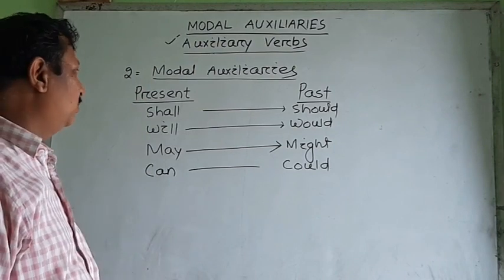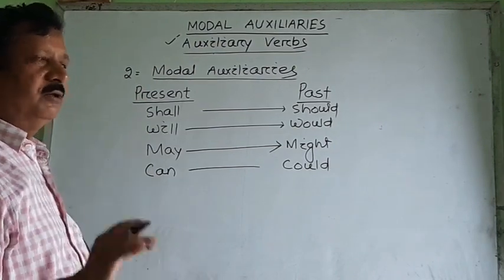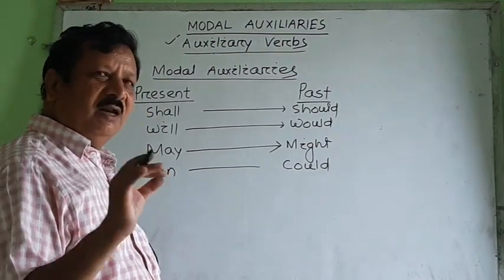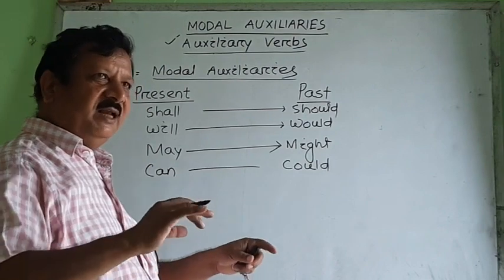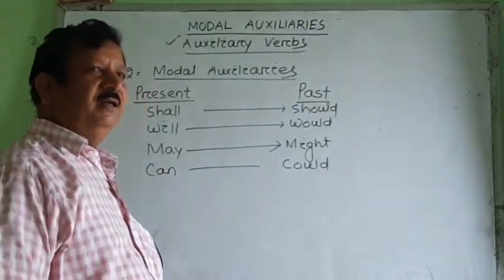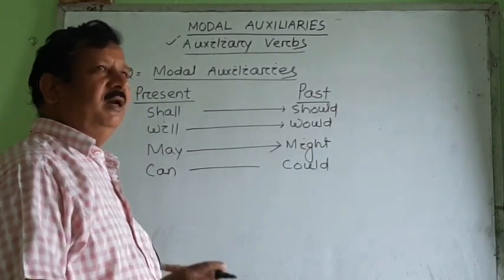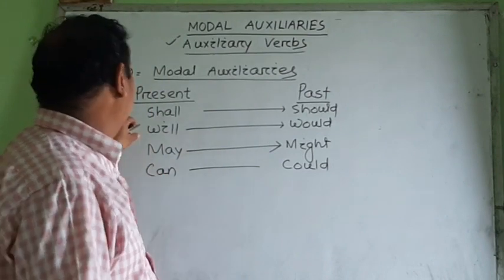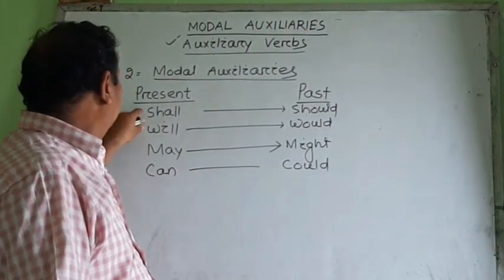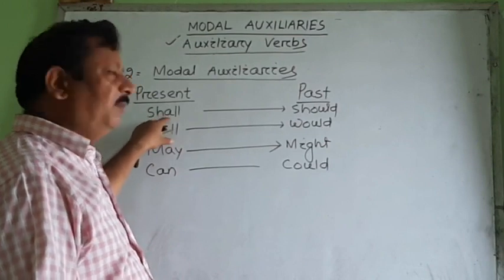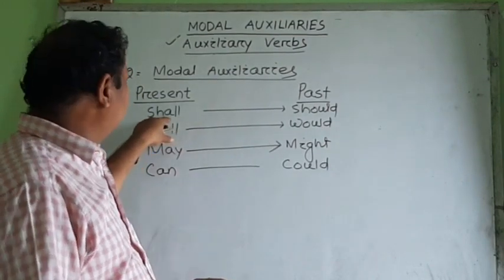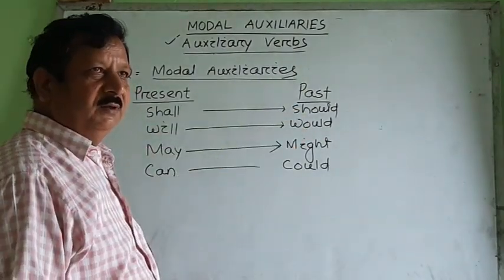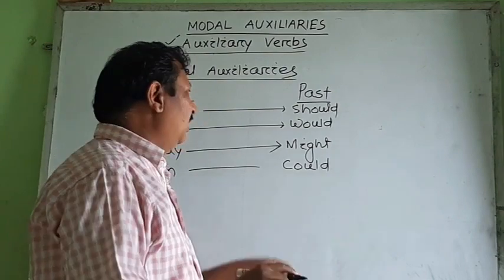Modals are special verbs. Why are they called modals? Because they are special verbs. They change their meaning according to their use, according to the context, the number of persons, the tense, and so on. When shall is used in the present tense, it expresses future. And when it is used in the past tense, generally it expresses advice or something like counseling.